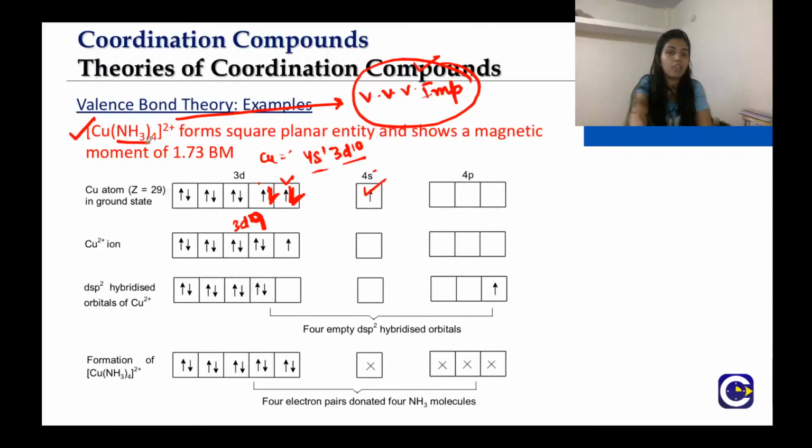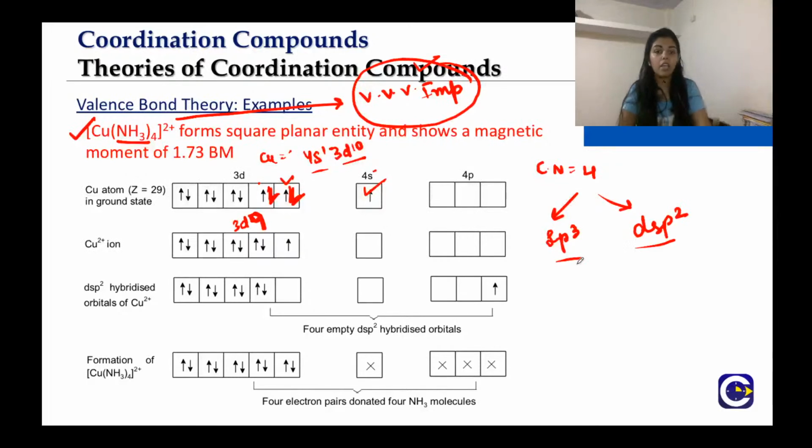4 ammonia are there. So coordination number is 4 as it is a monodentate ligand. So if the coordination number is coming out to be 4, only 2 types of hybridization is possible. Either the sp3 hybridization is possible or the dsp2 hybridization is possible. Okay, now for dsp2 hybridization to happen, what should be done? That this electron should not be there, right? This electron should be vacant somehow, right?